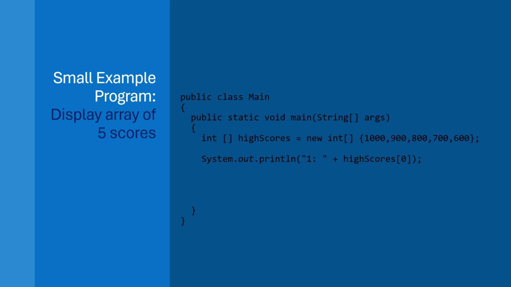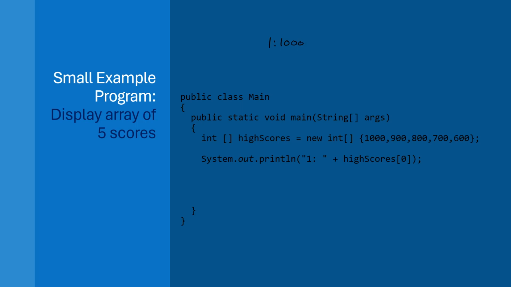So my first line of code might look like this. System.out.println("1: " + highScores[0]). So that's going to actually display the value. That's actually going to display this. It's going to say 1 : then a space because there's a space there. And then it's going to retrieve the value of high scores at index 0, which is 1,000. So it's going to look exactly like that for that first line.